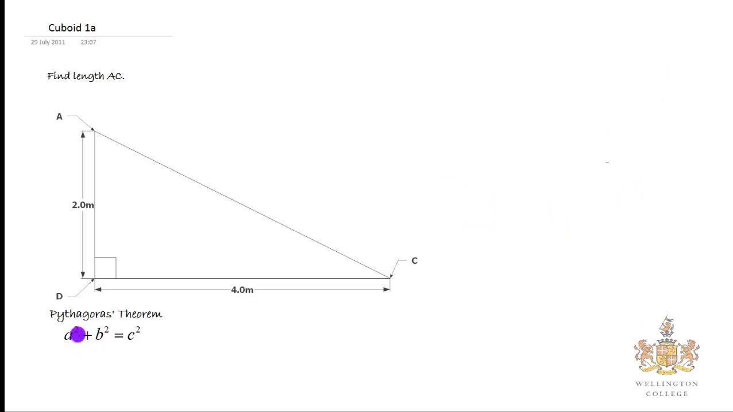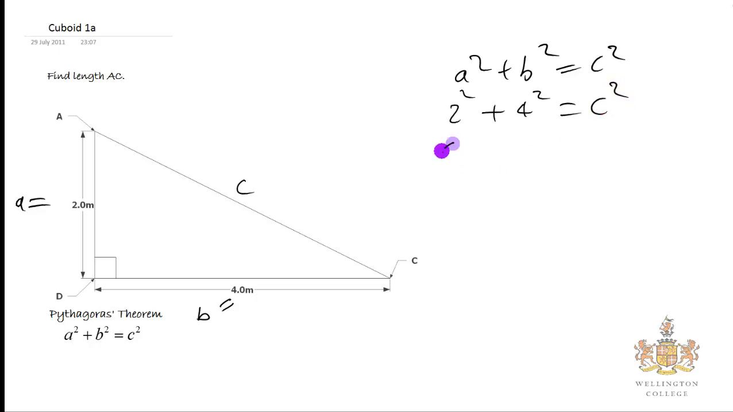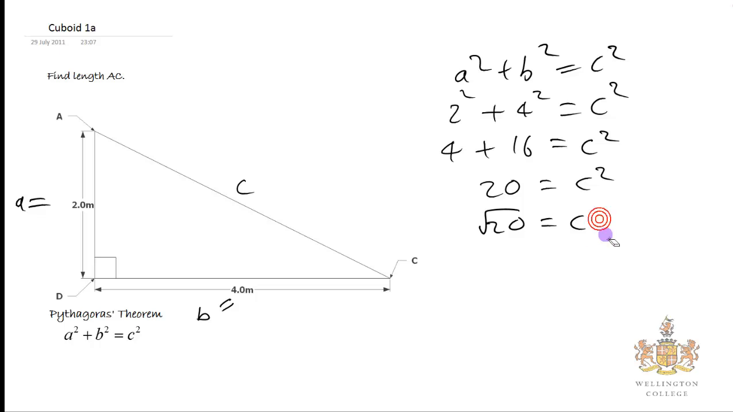Anyway, in this question, here we've got a, and here we've got b, and we're going to call this side c. So if we put all that into our formula, we've got a squared plus b squared equals c squared. a is 2, so we get 2 squared plus b, which is 4, squared equals c squared. So we get 4 plus 16 equals c squared, which therefore means 20 equals c squared. So the square root of 20 equals c.